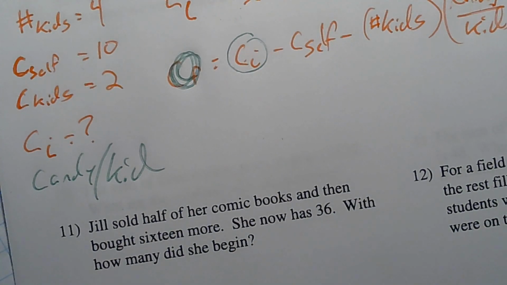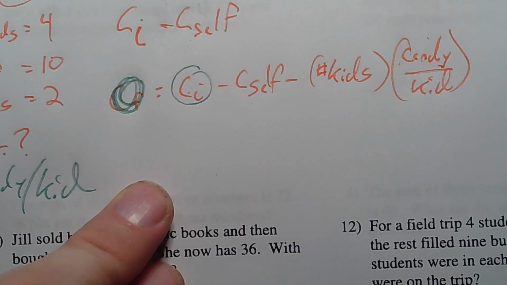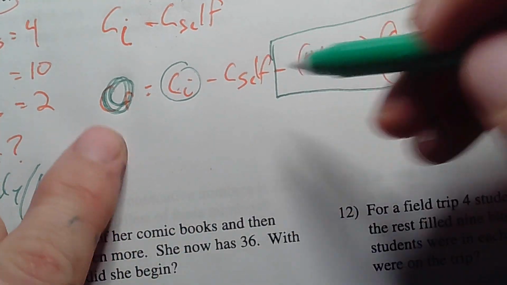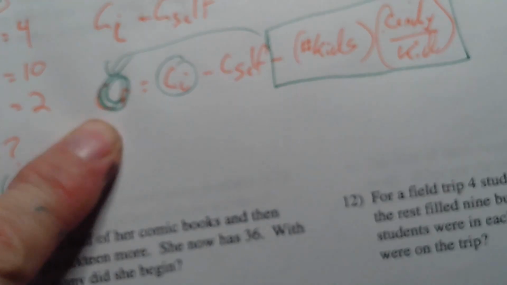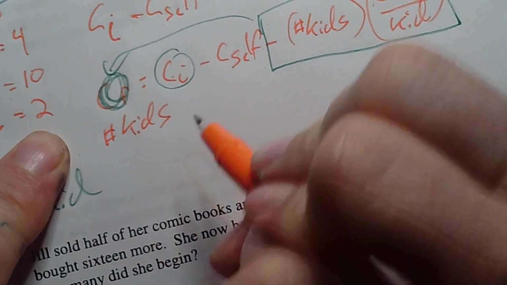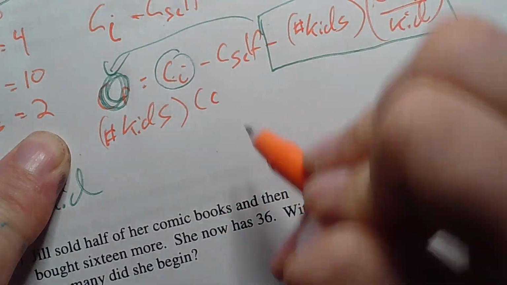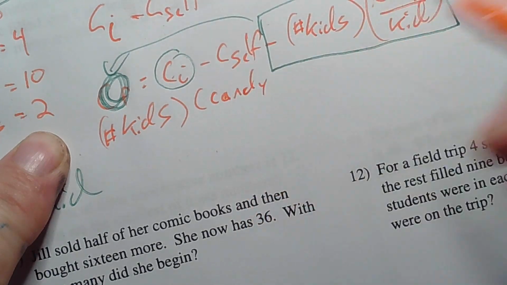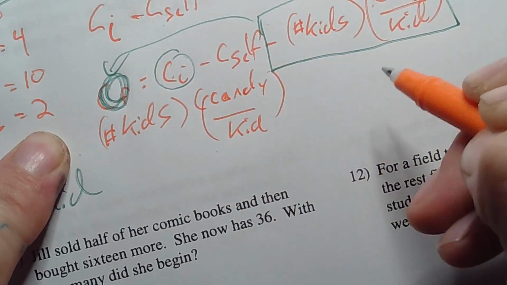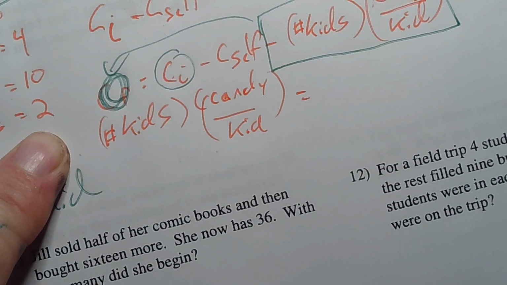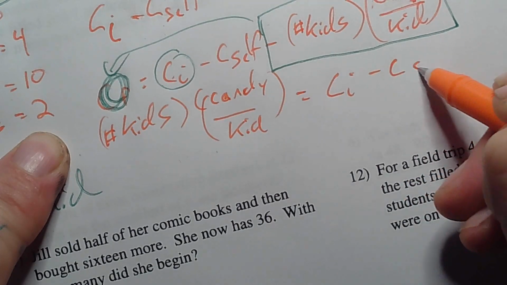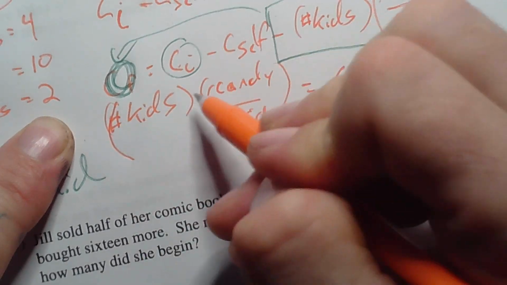We know that this is 0. There's no candy left. All right, so now we can start balancing the equation. I'm going to take this term, since this is 0 over here, and move it over to this side and make it positive. So this is going to be the number of kids times the candy per kid is equal to candy initial minus candy for self.